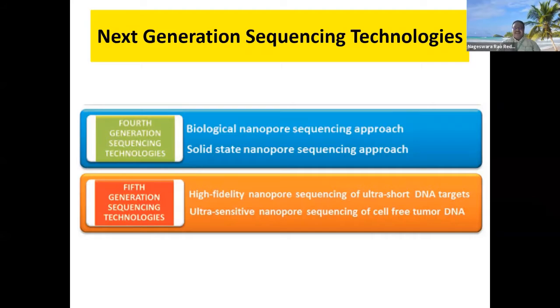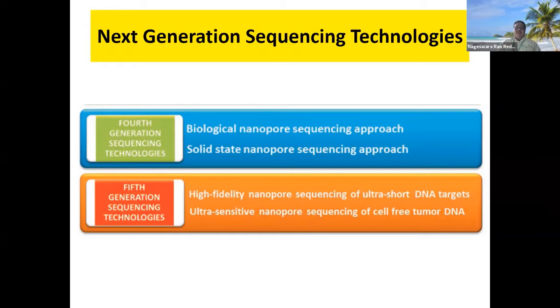the last session. That is, there is a fourth generation sequencing technology, namely a biological nanopore sequencing approach and a solid state nanopore sequencing approach. Here, what happened is people started thinking what different levels of DNA sequence can be done based on different materials which are used in the nanopore technology.